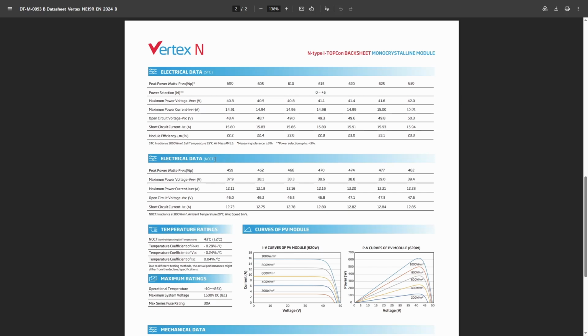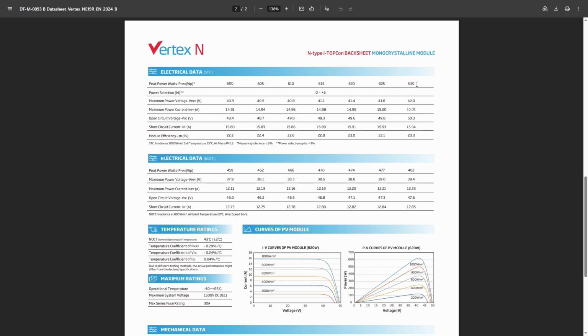Now let's move to NOCT data. NOCT means nominal operating cell temperature. This represents more realistic conditions: lower irradiance, a more natural environment, and higher cell temperature. Because panels heat up in real sunlight, the panel is the same, but the conditions are different, and the effect is obvious. The power is lower.